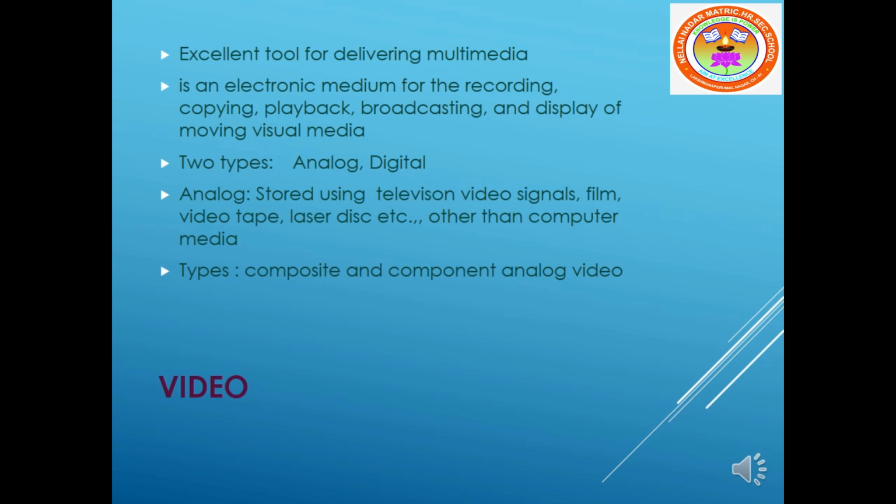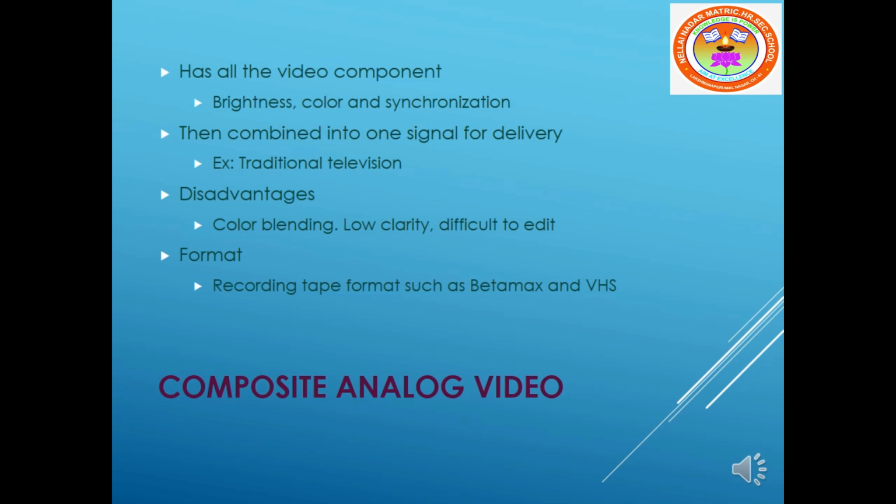Okay. So this is about the types of video: composite and component analog video. Composite analog video has all video components, so if you want to change the brightness or color, it can be done. Then it is combined into one signal for delivery. That is traditional television. What are the disadvantages? Color blending, low clarity, difficult to edit. Analog video is difficult to edit. That is the disadvantage. Formats are recording tape formats such as Betamax and VHS.